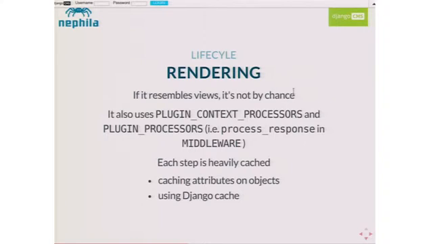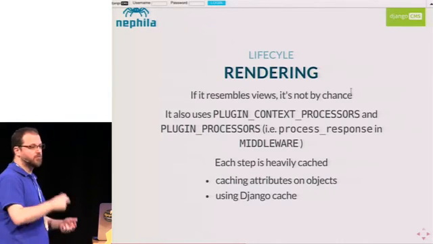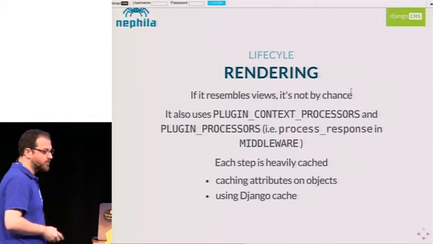All these steps are very heavy in terms of ORM and database queries. So we cache as much as possible, either locally on objects, where you will see a lot of _placeholder_cache, _plugin_cache, etc. in most of these functions, because you don't want to hit the database too much. And also everything, placeholder, page, whatever, is cached by using the Django cache.